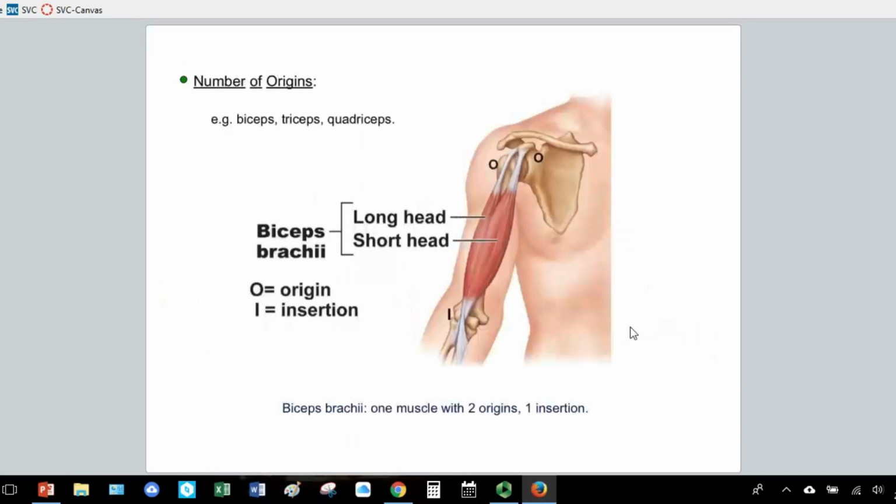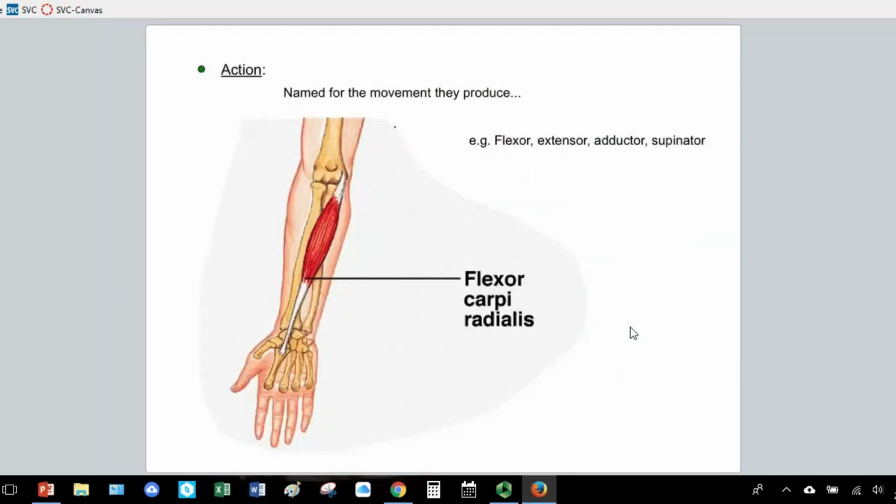We can name skeletal muscles based on the number of origins. We've been looking at the bicep muscle. The reason it's called bicep is because it has two origins. There's an origin, and there's an origin there. The triceps are called the triceps because they have three origins. Quadriceps because they have four origins. We can name them based on the action. The flexor carpi radialis. Why is that called the flexor? Because it's involved in wrist flexion.